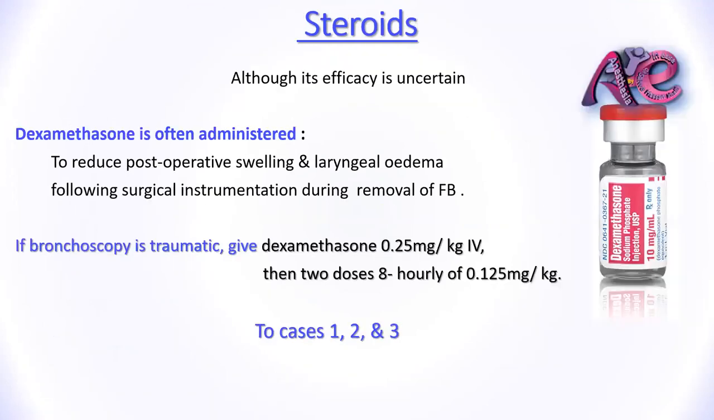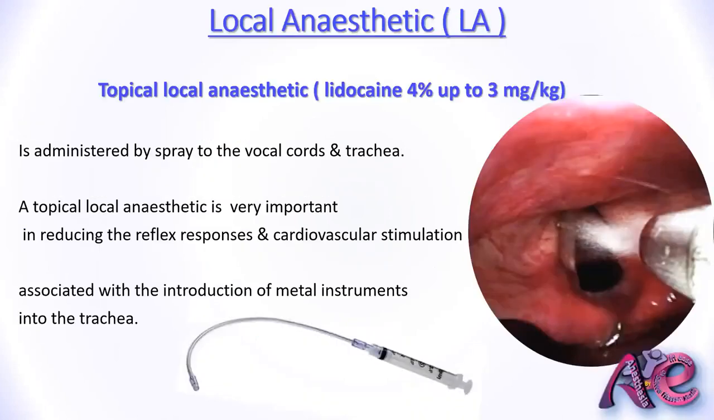Steroids. Although its efficacy is uncertain, dexamethasone is often administered to reduce postoperative swelling and laryngeal edema following surgical instrumentation during removal of the foreign body. If the bronchoscopy is traumatic, we can give dexamethasone at a dose of 0.25 milligram per kilogram IV, then postoperatively give 2 doses, 8 hours apart, of 0.125 milligram per kilogram. We will give steroid for the 3 cases: case 1, case 2, case 3.